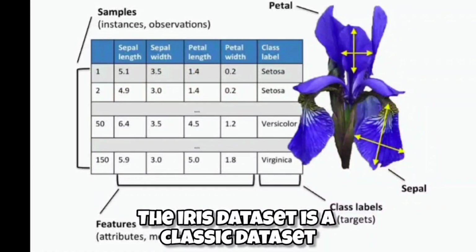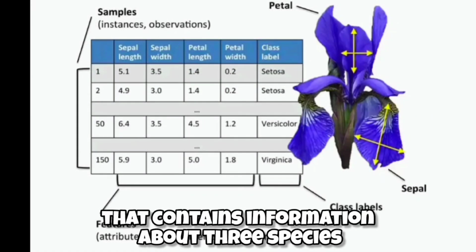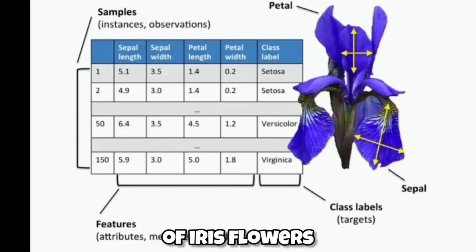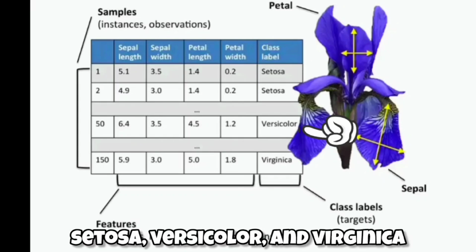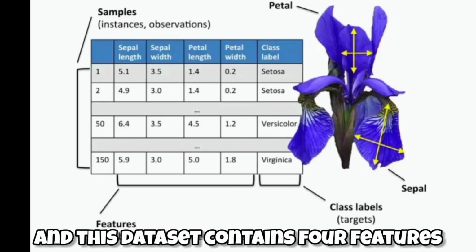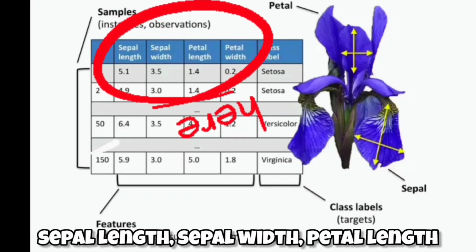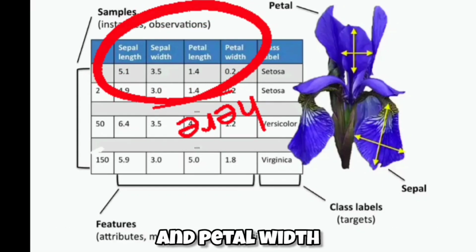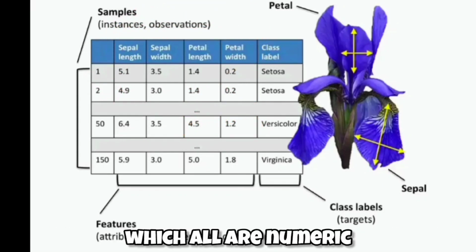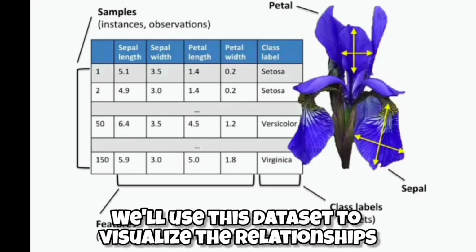The iris dataset is a classic dataset that contains information about three species of iris flowers: setosa, versicolor, and virginica. This dataset contains four features: sepal length, sepal width, petal length, and petal width, which are all numeric. We'll use this dataset to visualize the relationships between these features.